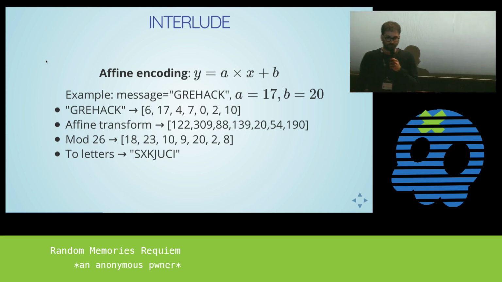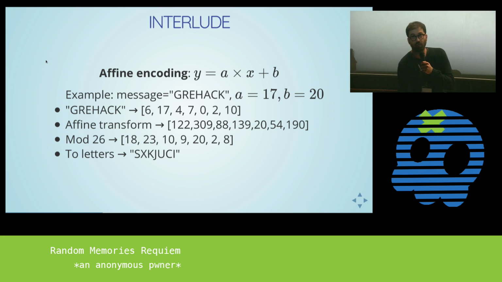So affine encoding is like y = ax + b, and if you want to encode a given message, you take, for example, GreHack. You take a equal 17, b equal 20. You convert each letter to a number. You apply the affine transform. You get the result modulo 26, and you convert this result to letters, and you get the encoded text.